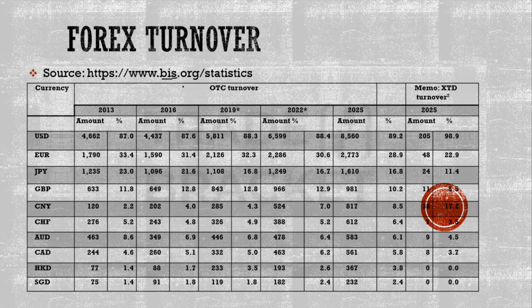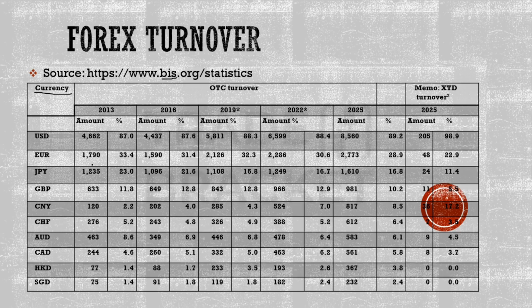Let's talk about the Forex turnover now. The source of this is the Bank for International Settlements, or the BIS. You can go to this website and check out these statistics. Looking at this table, in the extreme left you can see the currency: the United States dollar, euro, JPY, GBP, and the rest, and so on. I cropped this table to show the top 10. When you go to their website, it will be a longer table.